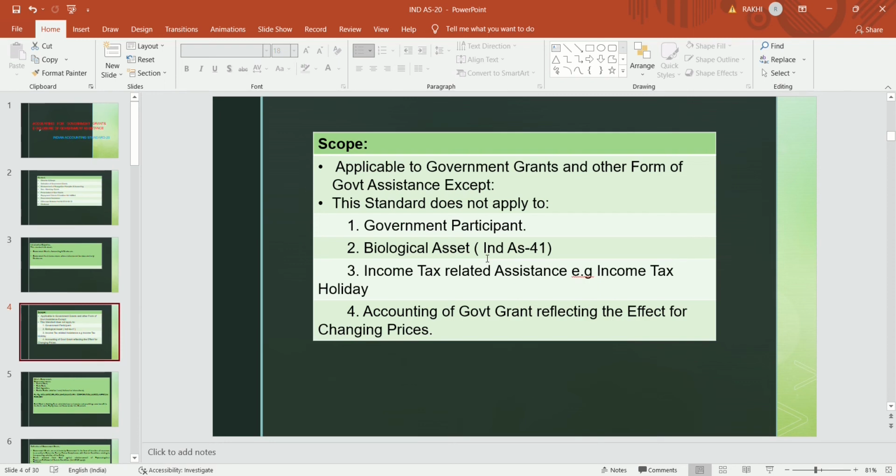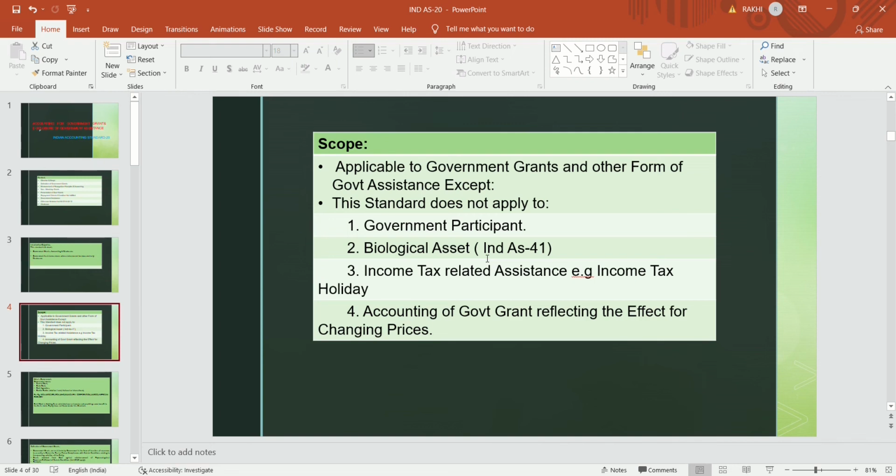If there is reasonable assurance that the company will fulfill the condition, and there are two criteria, if the company is reasonably assured that they will fulfill the condition, they will treat that grant as a government grant in its financial statement.